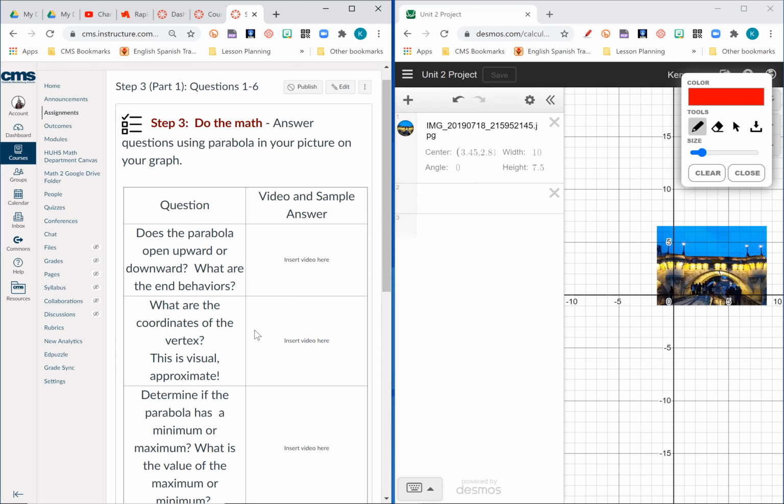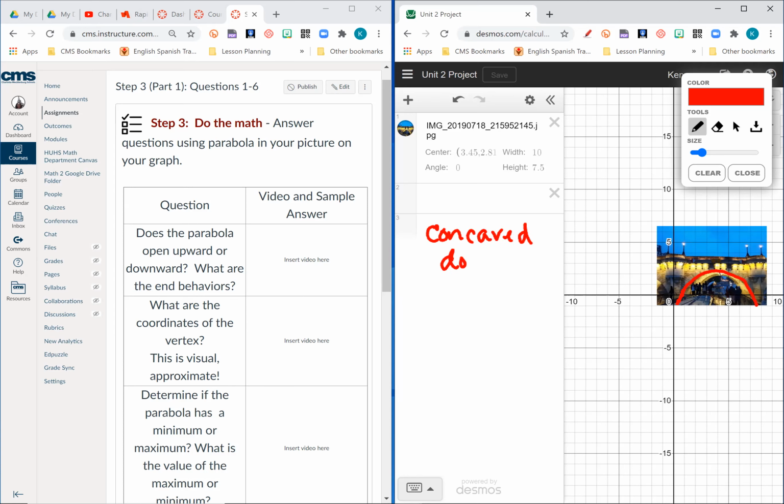Open upward or downward? I'm going to go, as you can see, I have a split screen here. And I got my writing tool so that you guys can see me writing on the screen. So my parabola is a bridge, right? It's the underside of the bridge. And as you can see here, my parabola is going like this, like that. So that means my parabola is concave downward.